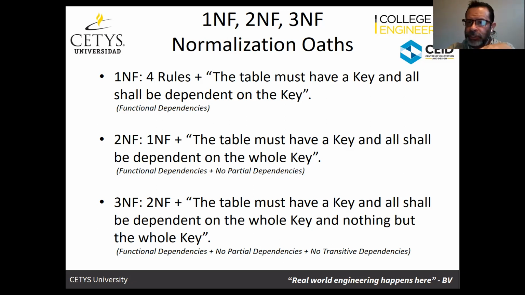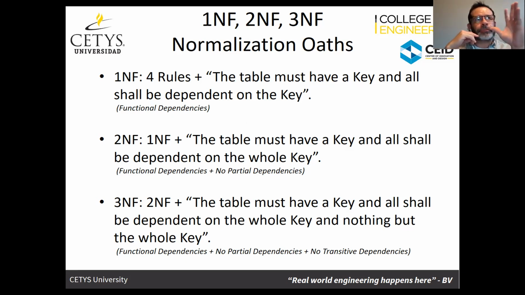And that means that there's a functional dependency and there are no partial dependencies. Lastly, the third normal form means that we're in the second normal form. The table must have a key. All attributes shall be dependent on the whole key and nothing but the whole key.